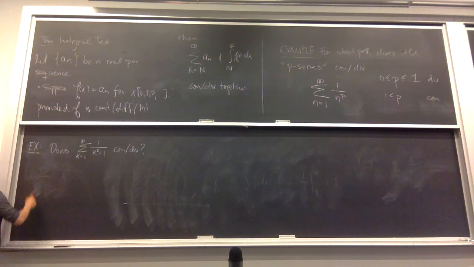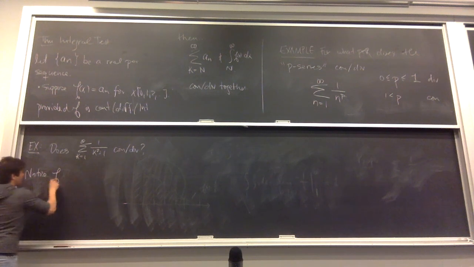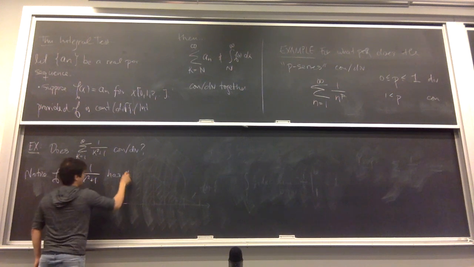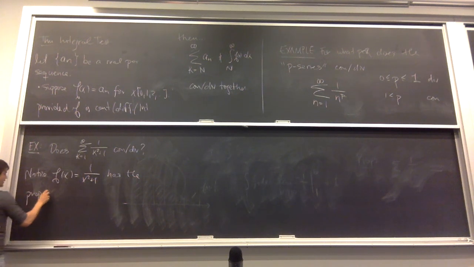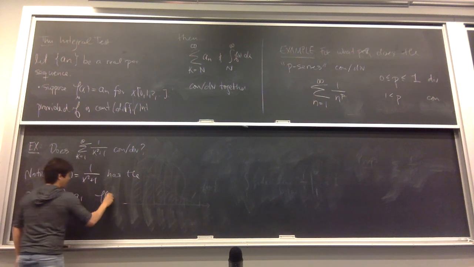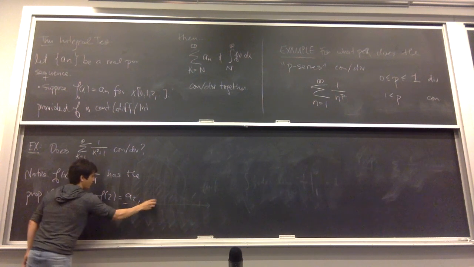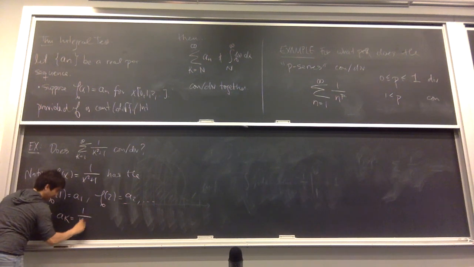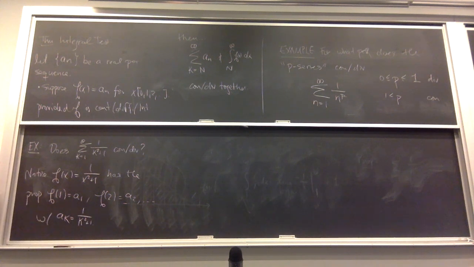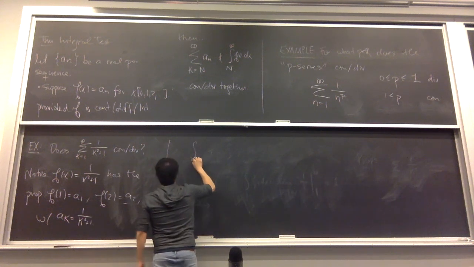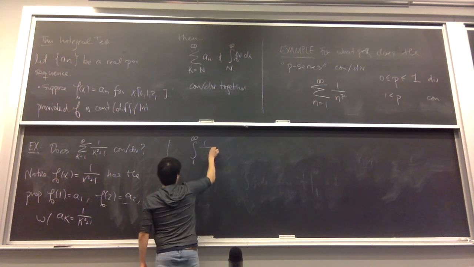Okay, so we basically say, notice f of x equals 1 over x squared plus 1 has the property that f of 1 is equal to a1, f of 2 is equal to a2, and so on, with ak, like this sum in here. And so basically we have a function which satisfies the preconditions to use the integral test.